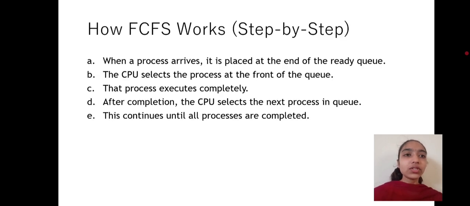How FCFS works, in step-by-step order. When a process arrives, it is placed at the end of the ready queue. The CPU selects the process at the front of the queue. That process executes completely. After completion, the CPU selects the next process in the queue. This continues until all processes are completed.